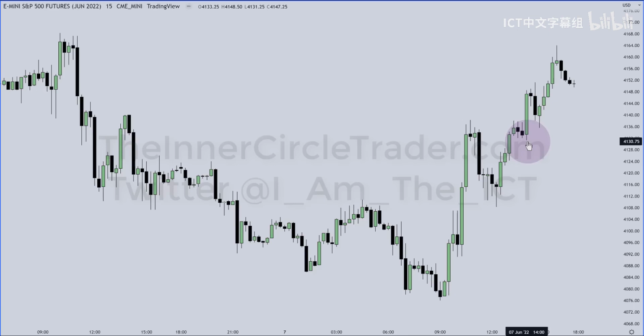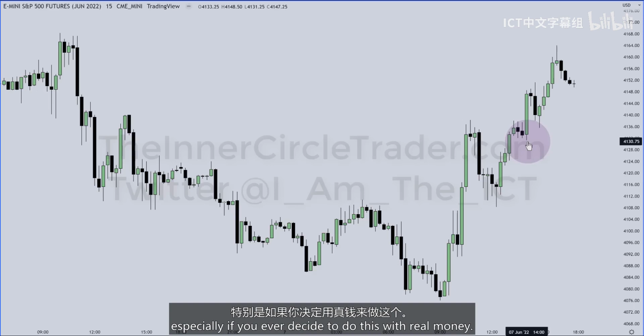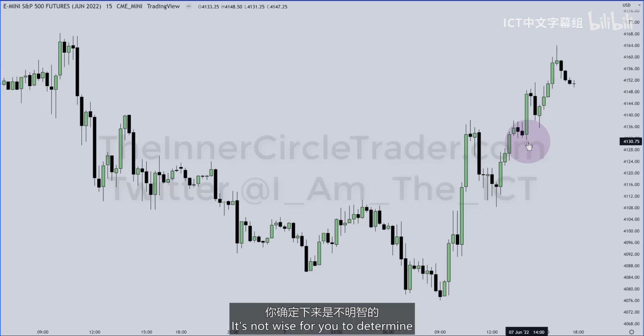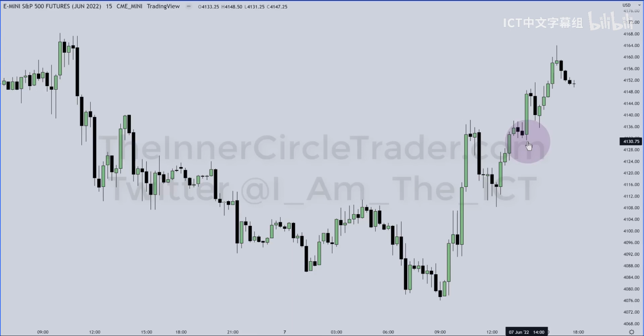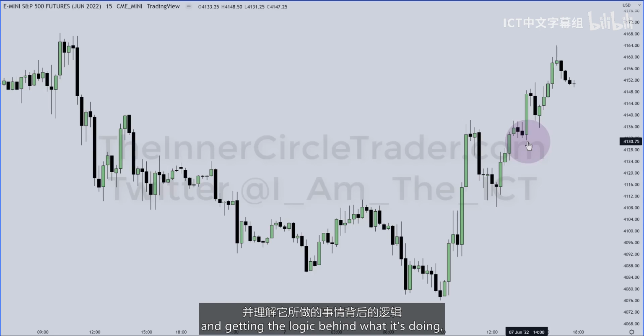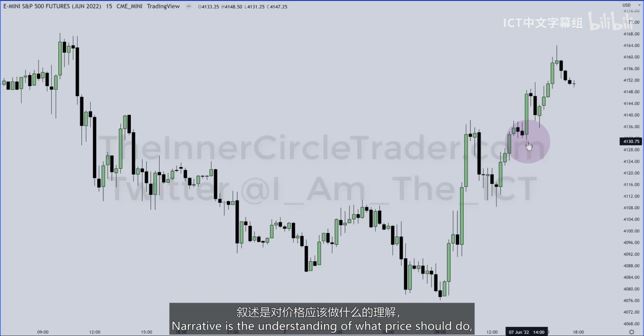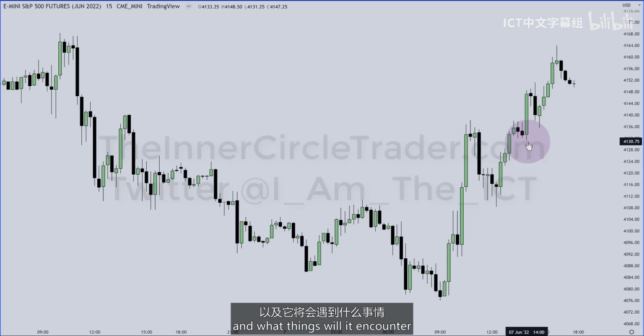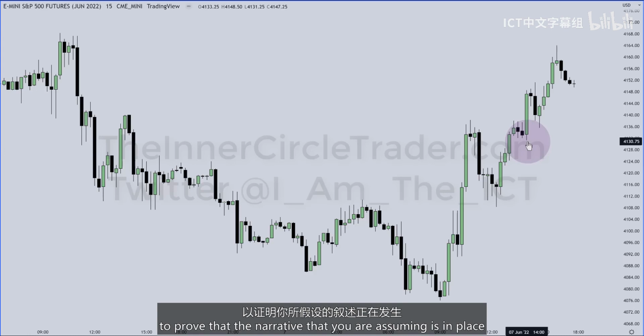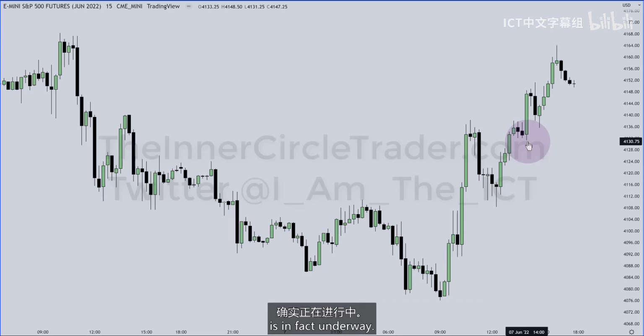it's not, in my opinion, wisdom to exchange a decision, especially if you ever decide to do this with real money. It's not wise for you to determine your bet or your gamble or your investment on what an indicator is saying versus reading price action and getting the logic behind what it's doing. Okay. And that's narrative. What is narrative? Narrative is the understanding of what price should do, why, and what things will it encounter to prove that the narrative that you are assuming is in place is in fact underway. Now that's a mouthful. I'm sure most of you probably didn't get much out of that, but I'm going to break it down for you.